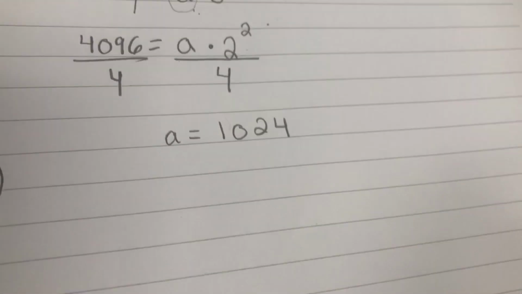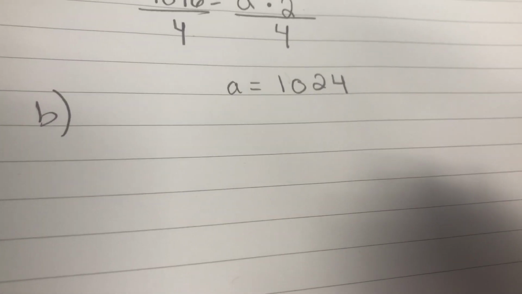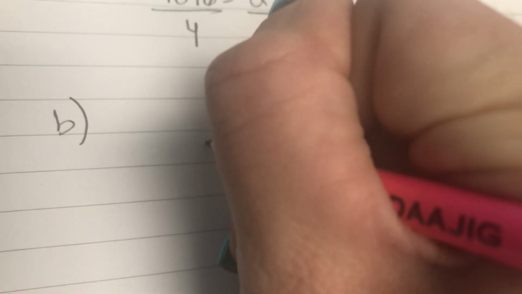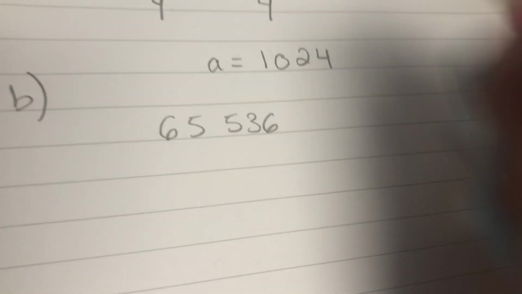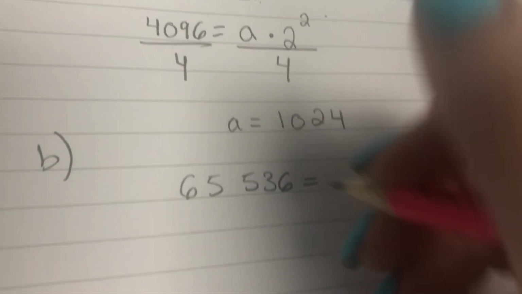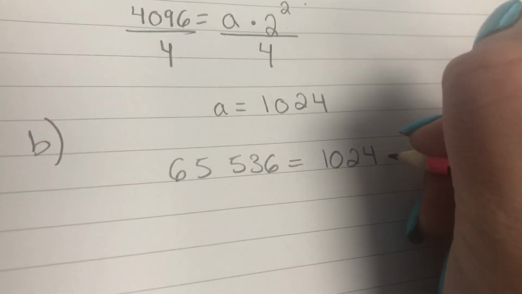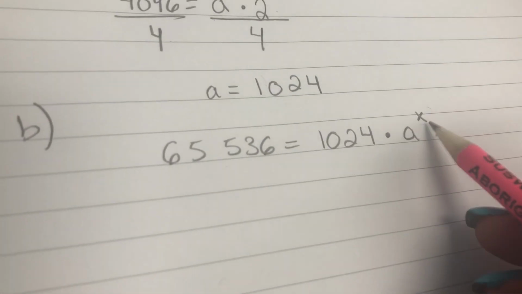Okay, and then for b, how long would it take for there to be 65,536 bacteria? So that's going to be my y value. And because we solved our initial in the first one, we're going to use that for a, times it by b to the x, and we're trying to find out how many days it will take.